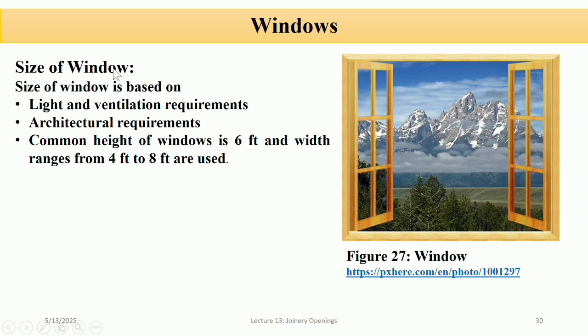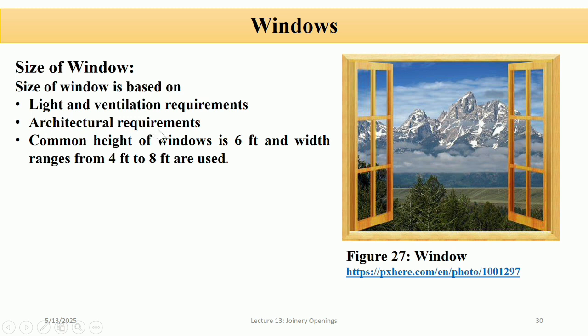Size of window. So the size of a window play an important role in providing sufficient natural light, air ventilation, and maintaining architectural balance of the building. So the following factors are considered when deciding the size of a window: light and ventilation requirement. So the window should be large enough to allow adequate sunlight and fresh air into the room. According to building standards, at least 10% to 20% of the floor area of a room should be the total window area to ensure proper lighting and ventilation.